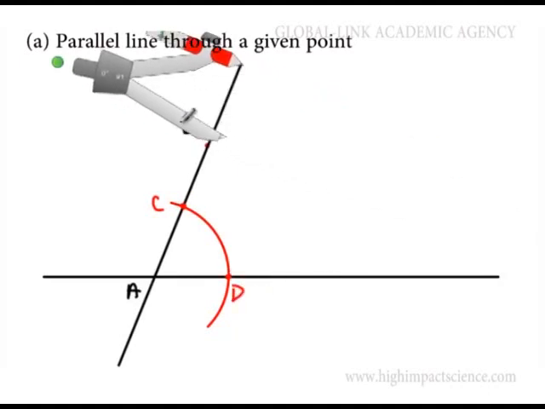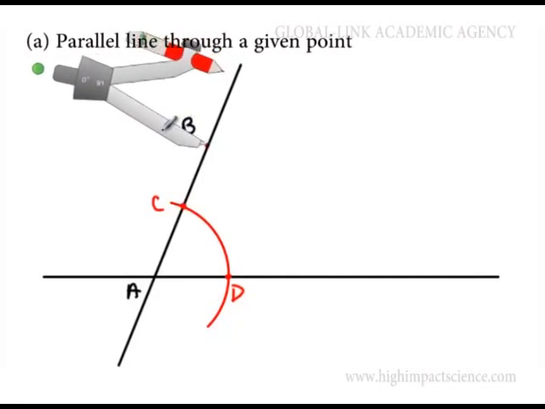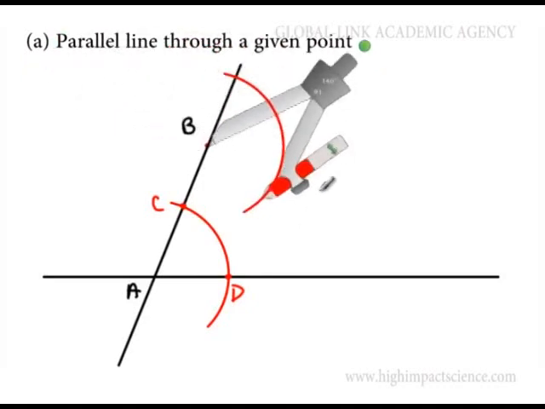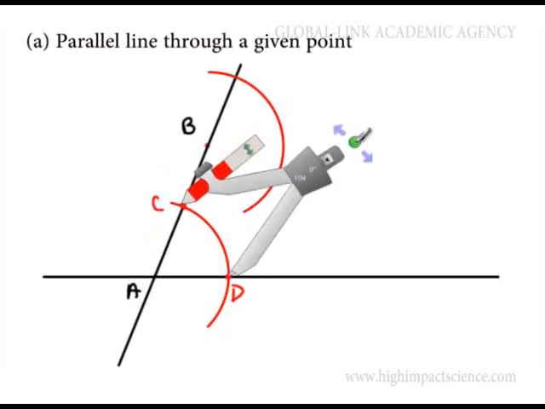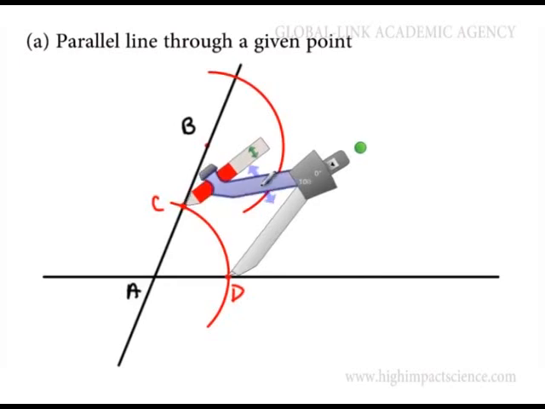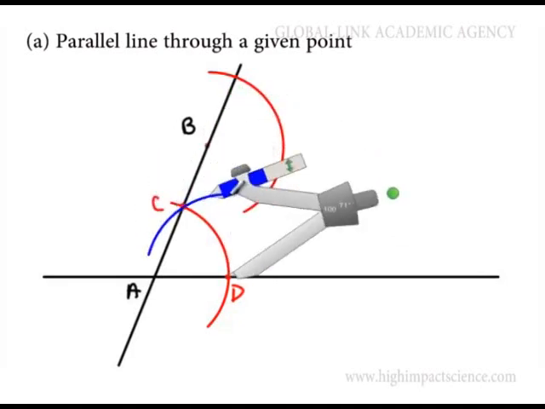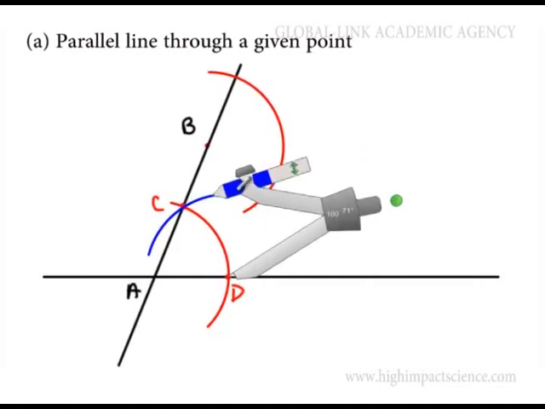Without changing the compass radius, place it at B and again make an arc. Now the next step is important. You take the compass and measure the length CD. Please note we are measuring the straight distance CD. Be very accurate. You can test that by making a small arc, but it's not necessary, it's just to be sure.